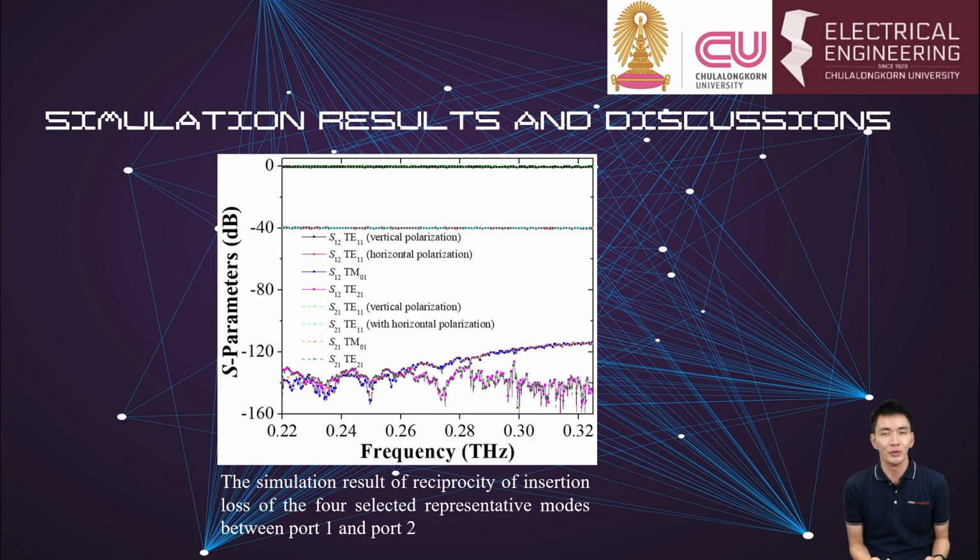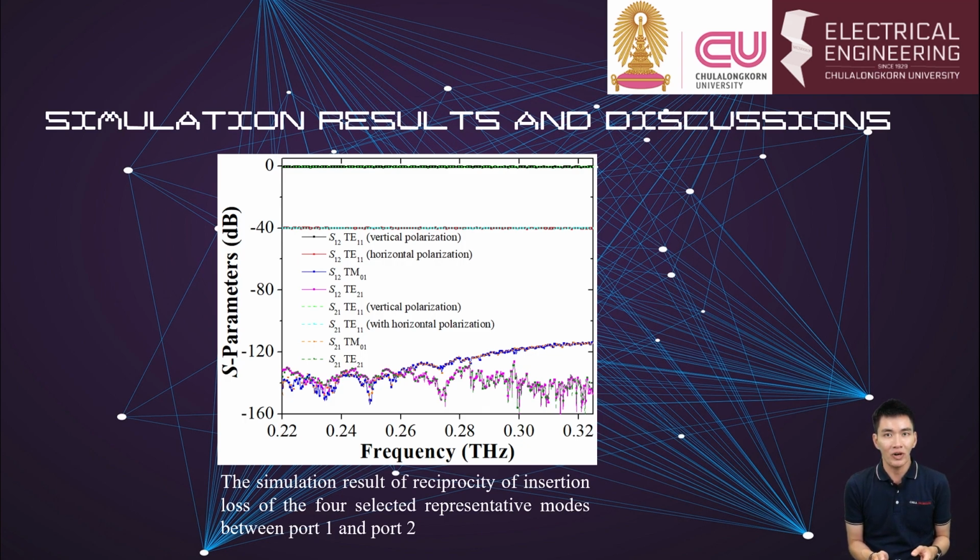This figure shows the simulation results of insertion loss, aka S21 and S12, of the four selected representative modes. The result indicates that S21 and S12 are characteristically identical for the same modes, which proves that the horn-type connector has the reciprocal property.